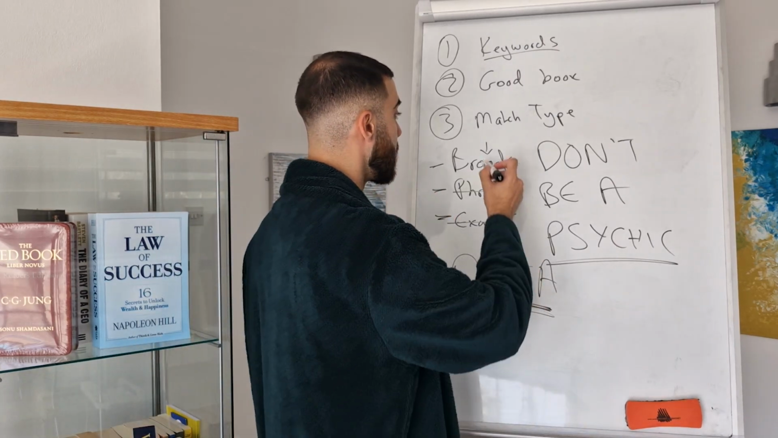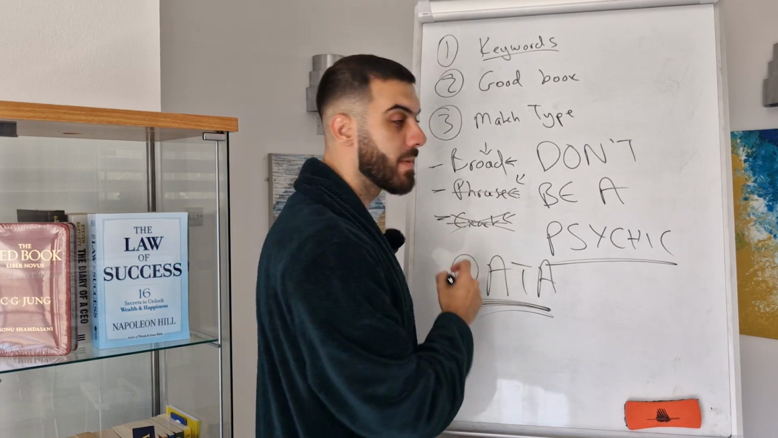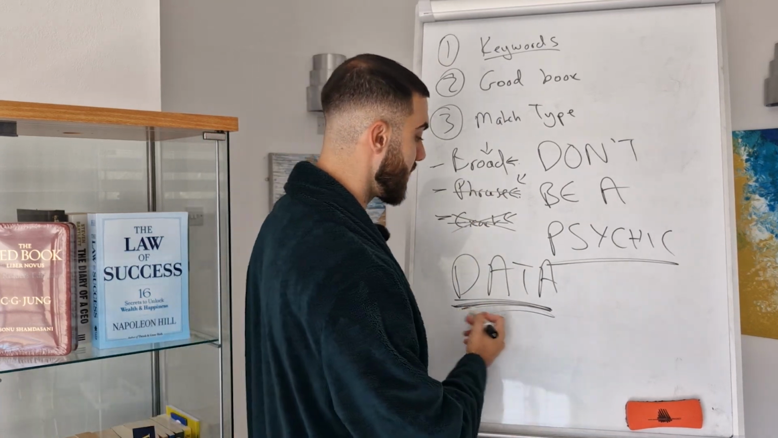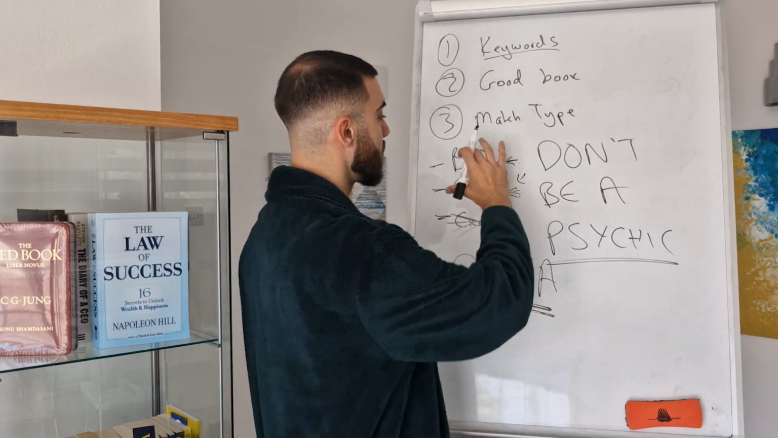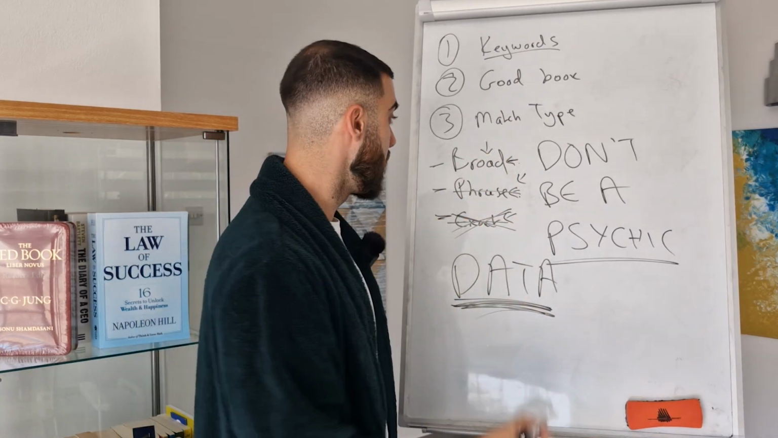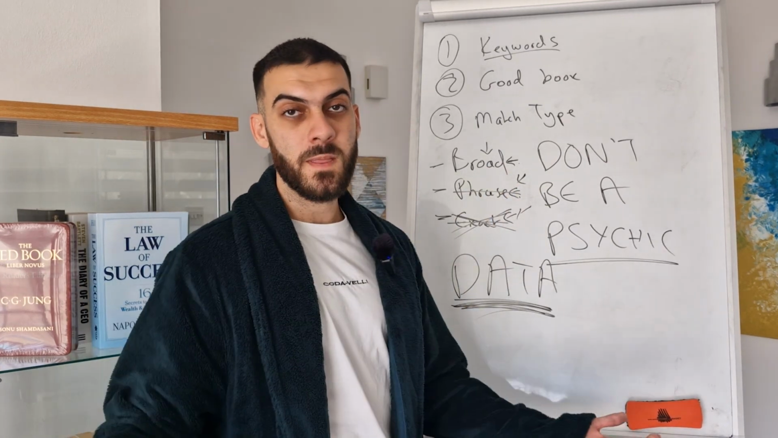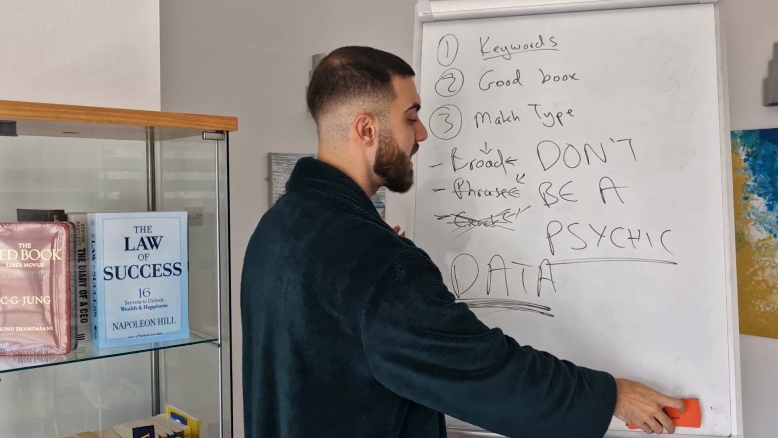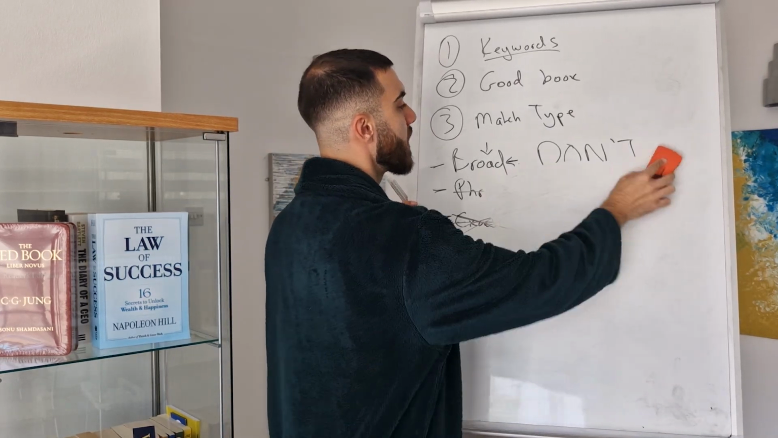Or for someone else, broad might work good. Phrase might work better than broad, and exact match might be terrible. Guess what they're going to do? Because they gathered the data, they know the next step to take. Eliminate exact match, stick with these 2. For some of you guys, phrase match will work good, exact will work good, and broad won't work at all. It's all about testing. I'm not a psychic. I can't predict your book's success. You need the data in order for you to figure out what to do.